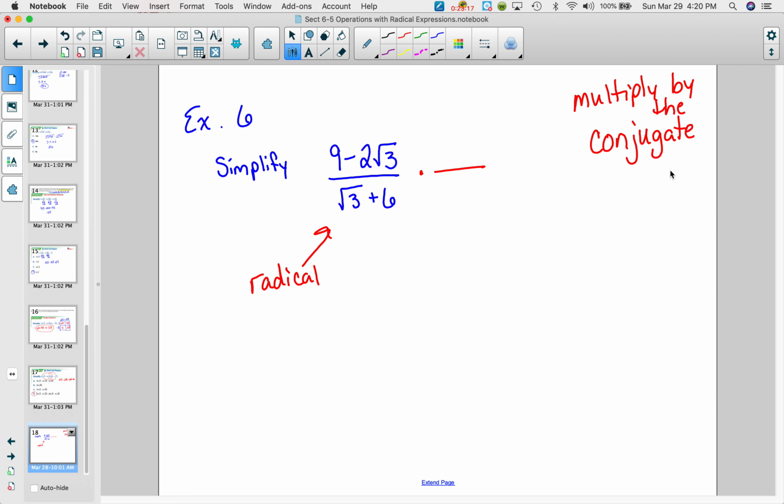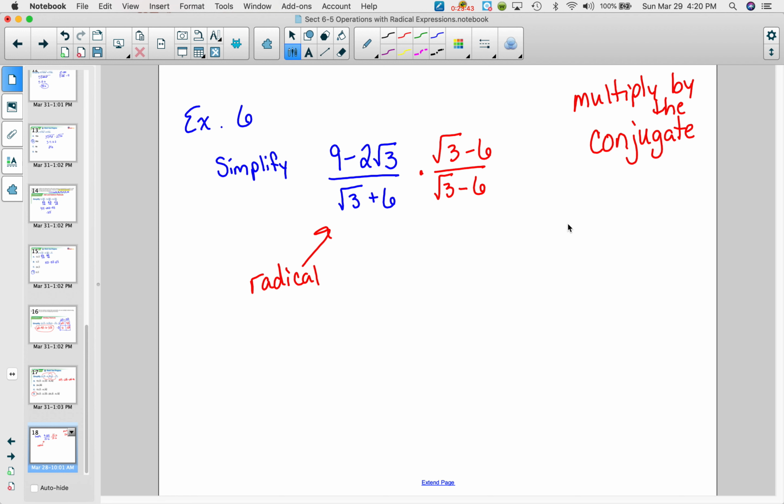And the conjugate is just recopy this, except make it the opposite sign. So since this was a plus, we're going to have the square root of 3 minus 6. We had this come up with complex numbers when we had an i, and we had to multiply by the conjugate. So we had this same idea come up. Whatever you do to the denominator, you have to do to the numerator.